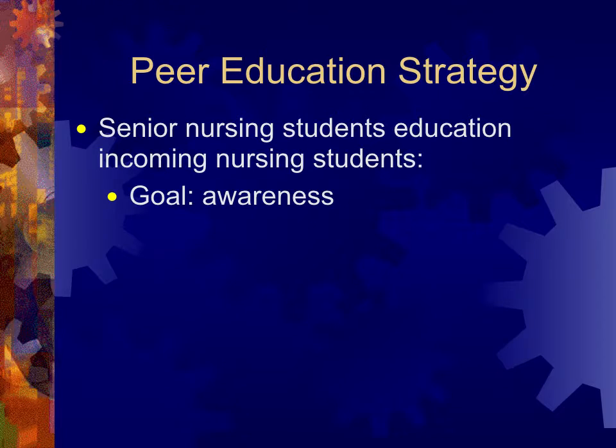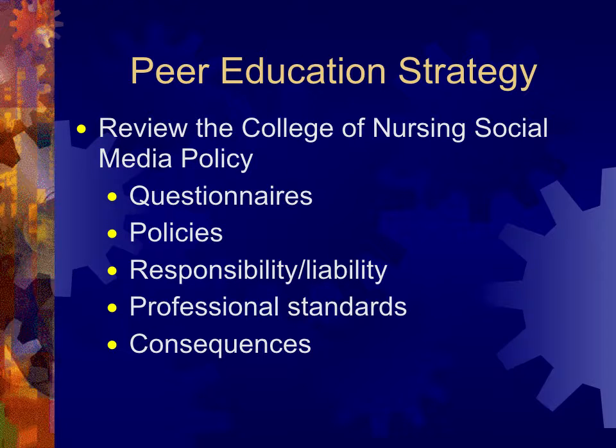One of the other possible solutions that is being considered now is what's called a peer education strategy, where nursing students who are senior students in a nursing program will educate new oncoming students on what the appropriate behavior is for nursing and review the nurse's code of conduct. The goal is to bring awareness and understanding of how to be a professional nurse.